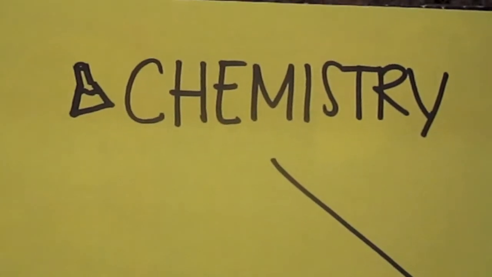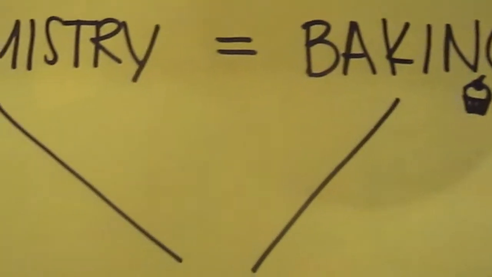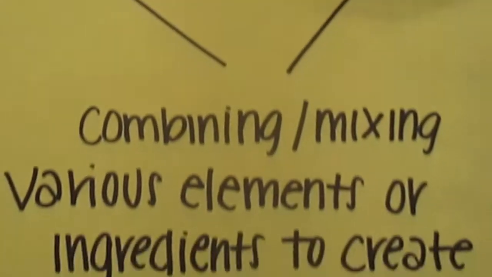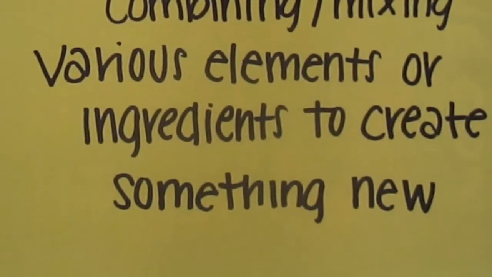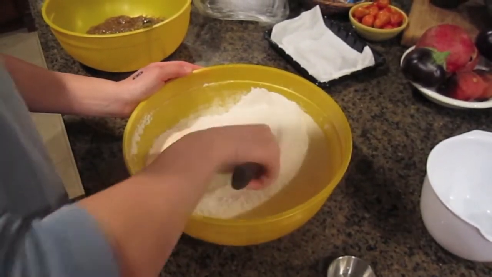Today we are going to learn chemistry through baking. Chemistry and baking are similar in that they both combine and mix various elements to create something new. This chemistry example involves homogeneous and heterogeneous mixtures.